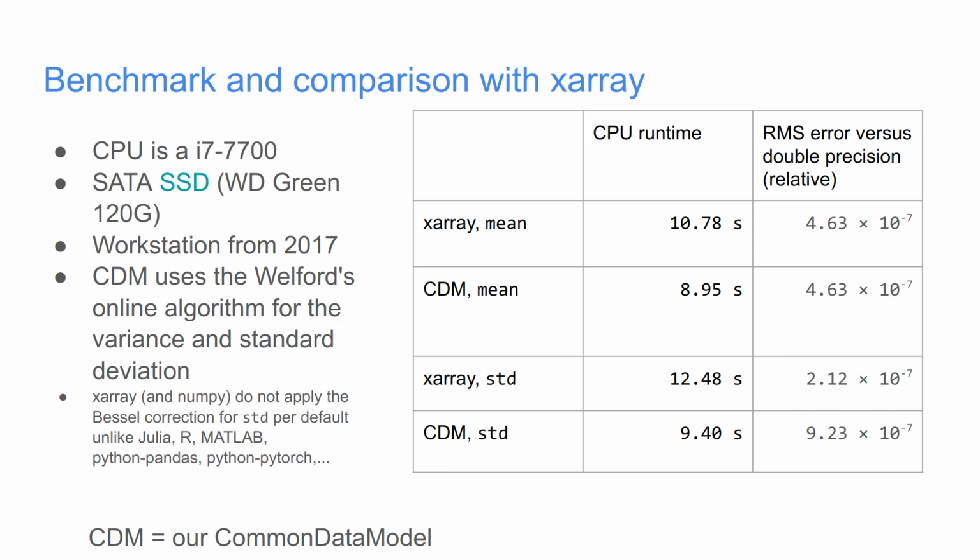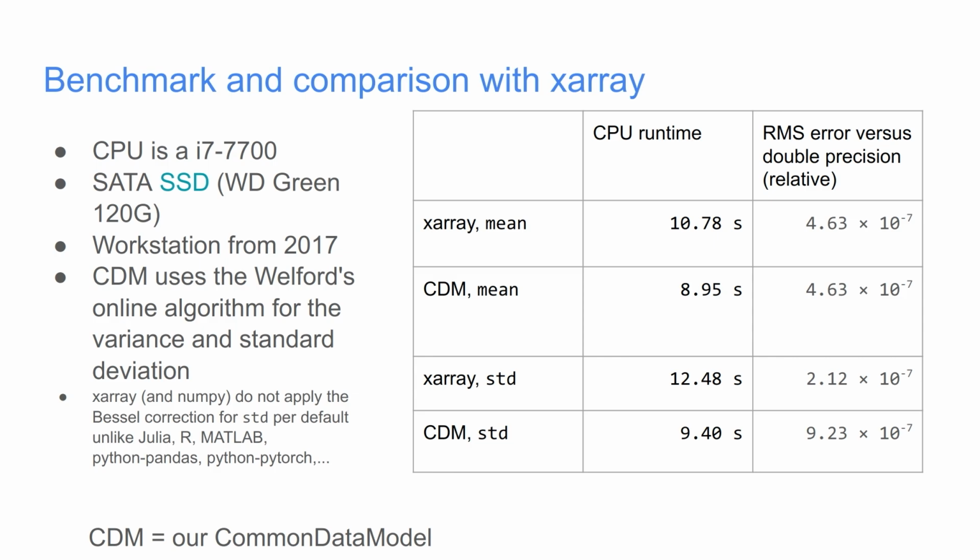When I run this on my workstation at the University of Liège, where the data is stored on the SSD, I was actually quite surprised to see that the common data model mean and standard deviation is faster. If I get 10 seconds for Xarray, I get about 8 seconds, so about 2 seconds faster for common data model. So that was quite encouraging. And the accuracy is what you would expect for single precision. The way that I implemented the mean and standard deviation actually preserves the accuracy.